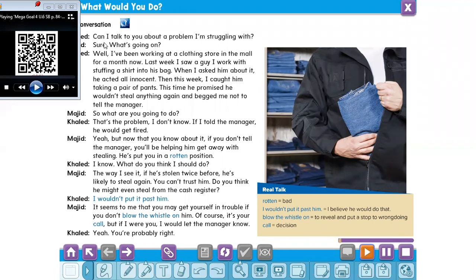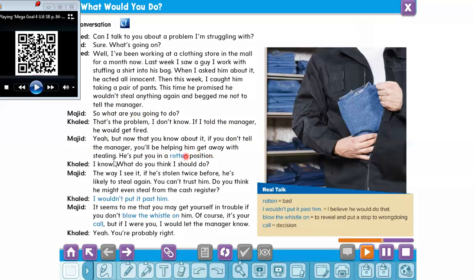Can I talk to you about a problem I'm struggling with? Sure. What's going on? Well, I've been working at a clothing store in the mall for a month now. Last week, I saw a guy I work with stuffing a shirt into his bag. When I asked him about it, he acted all innocent. Then this week, I caught him taking a pair of pants. This time he promised he wouldn't steal anything again and begged me not to tell the manager. So, what are you going to do? That's the problem. I don't know. If I told the manager, he would get fired.